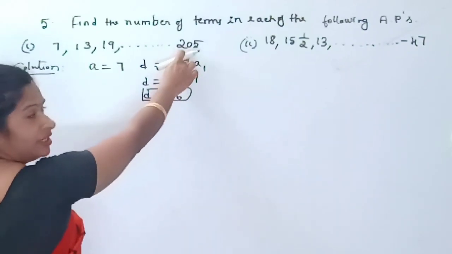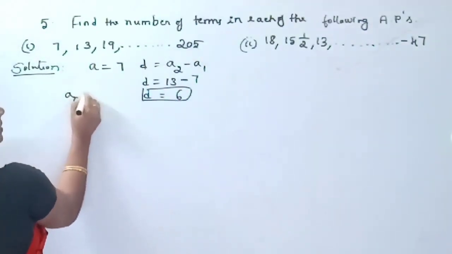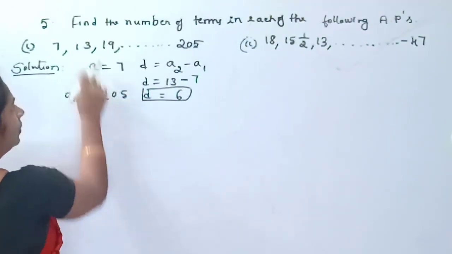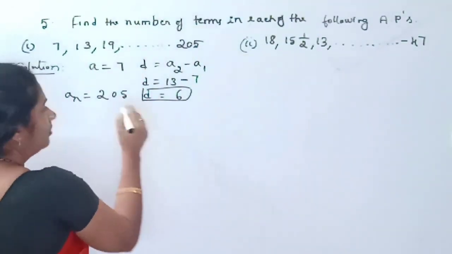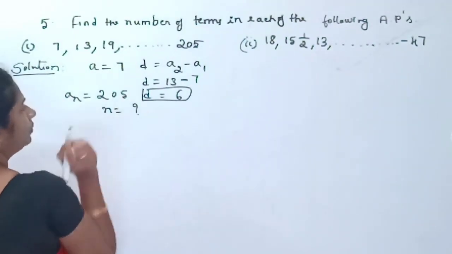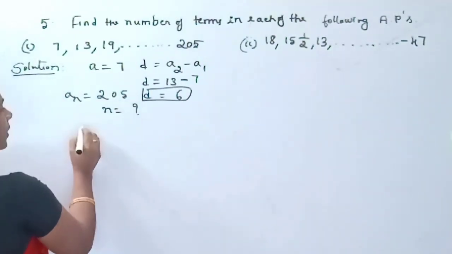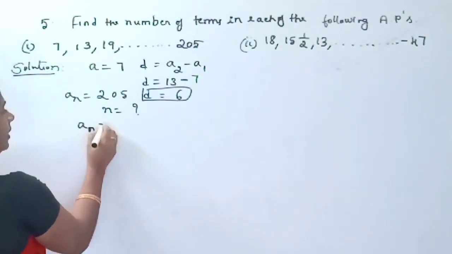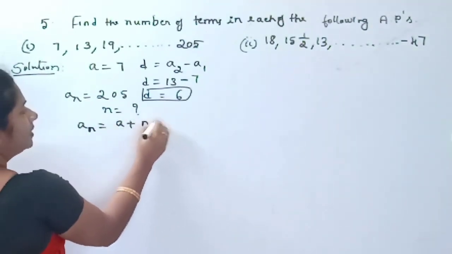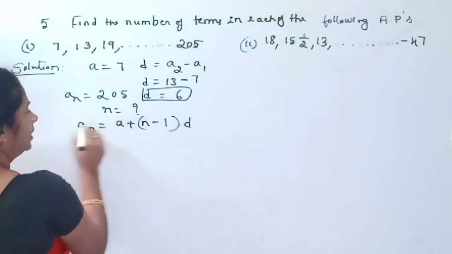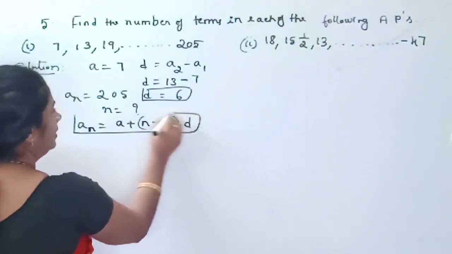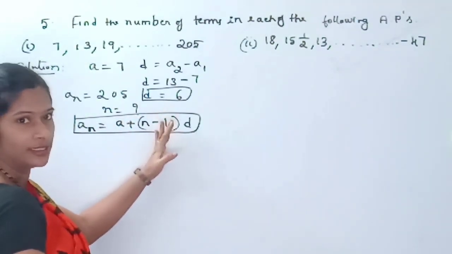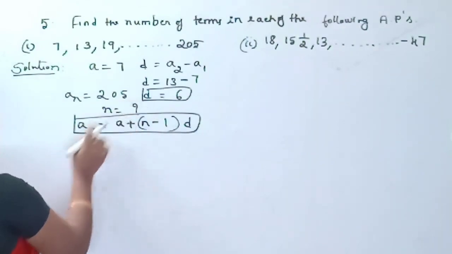Then what is given, children? The An value, that is 205. Now what do you have to find out? Find the number of terms. N equal to how much, you have to find out. Is it clear? So what is the formula to find the nth term of an AP, children? An equal to A plus N minus 1 into D. This is the formula to find the nth term of an AP. You have to write it and practice it, children. Is it clear?